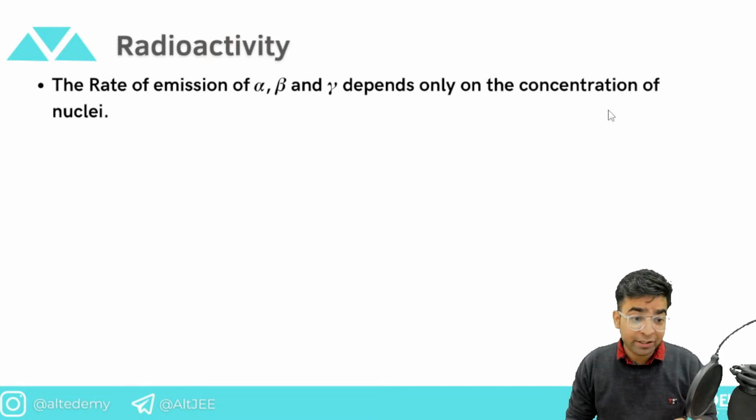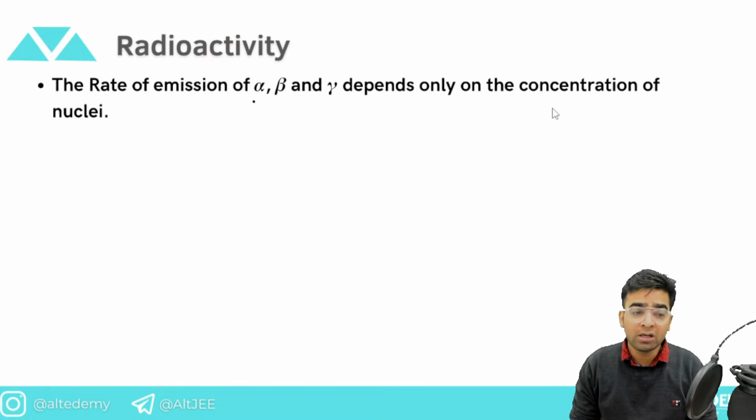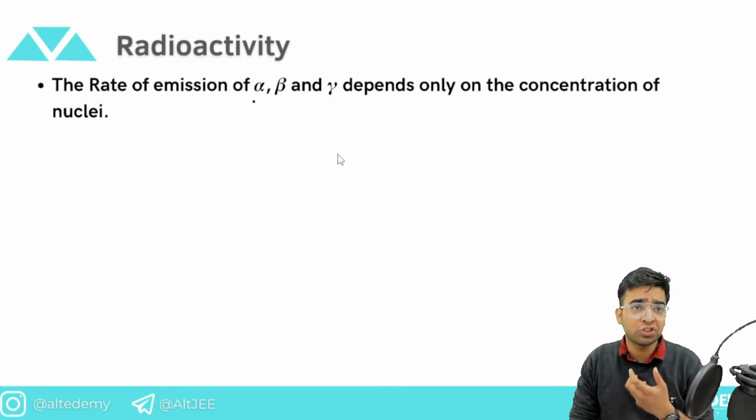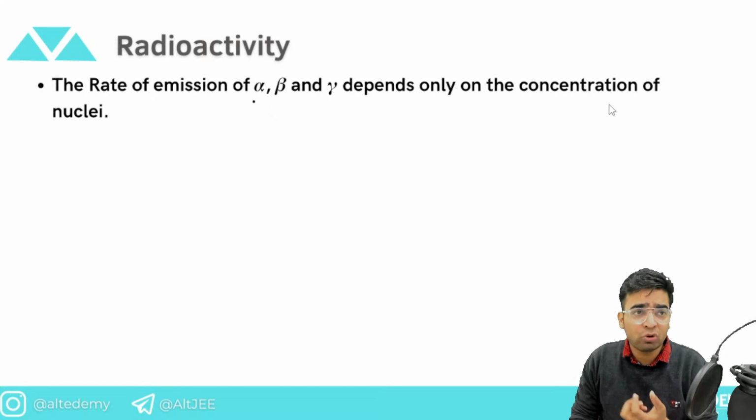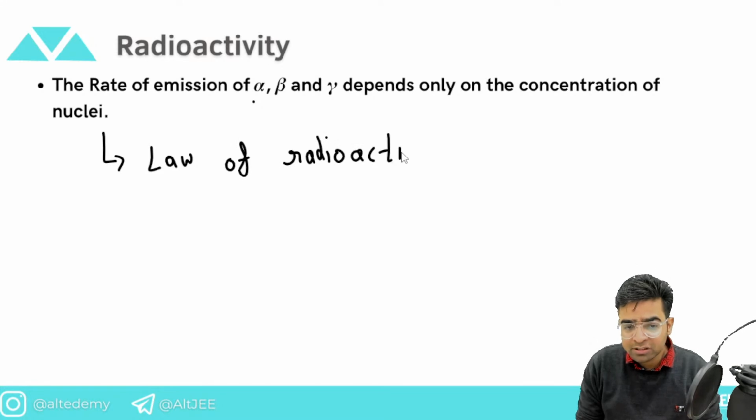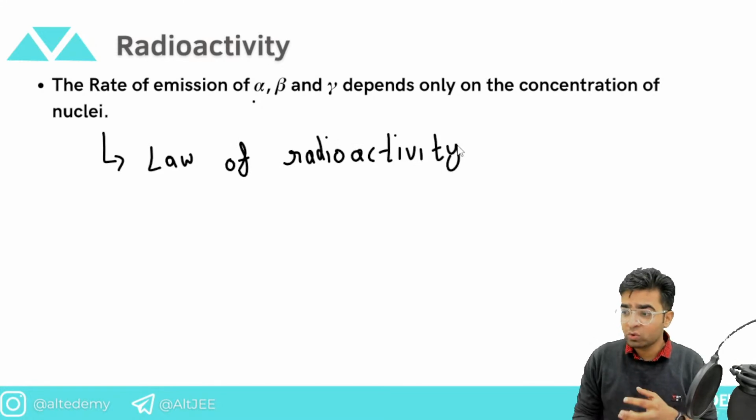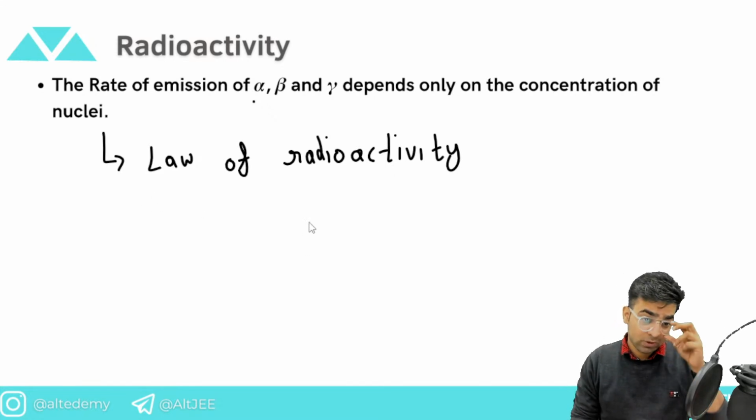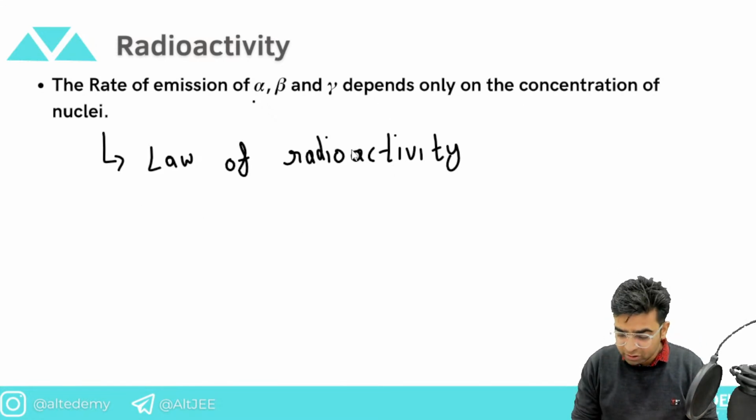After this, the rate of emission of alpha, beta, gamma depends on the concentration of the nuclei. How many alpha particles, beta particles, gamma particles are going to be emitted depends upon the nuclei. And this is given by the law of radioactivity. We will do it. The law of radioactivity says the rate of emission depends only on the concentration of the nuclei.